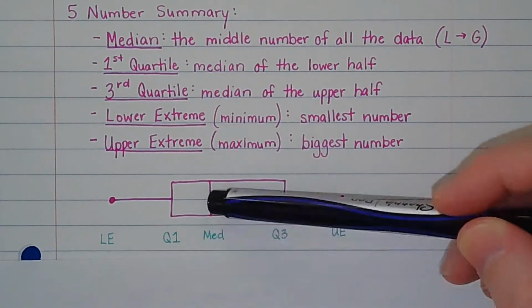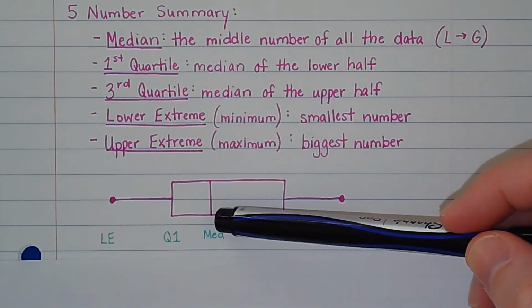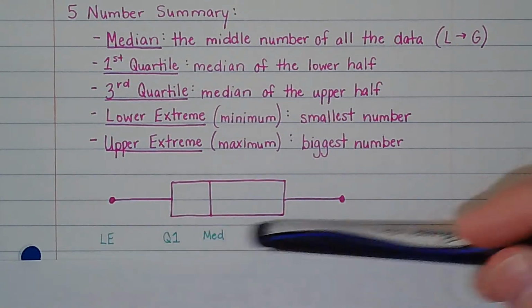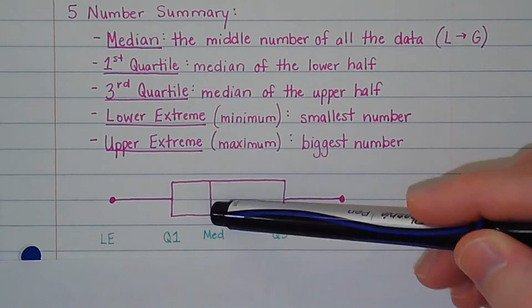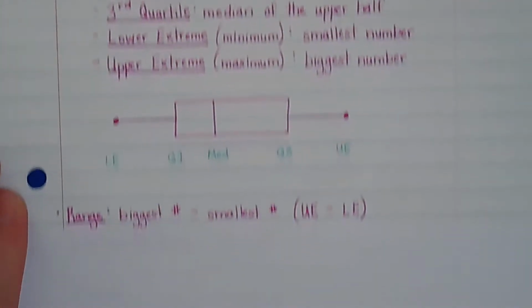Technically, yes, this is Q2, but we don't call it Q2. We don't call it the second quartile. We call it the median, okay? But yes, that's why it jumps from 1 to 3, because technically this is 2, but we just call it the median instead, okay? All right, let's keep going.